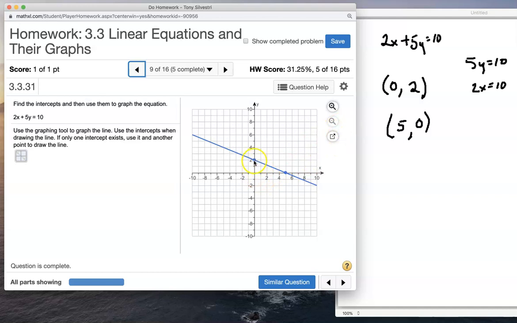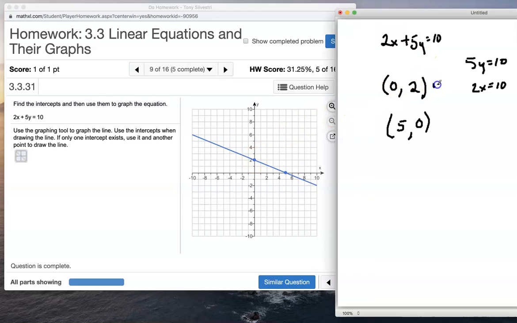Okay, this line crosses the y-axis at 2. That's the y-intercept. This guy right here, this is the y-intercept. I'll call it y-int. This is the x-int, because that line crosses the x-axis right over there. Okay, and it crosses at 5.